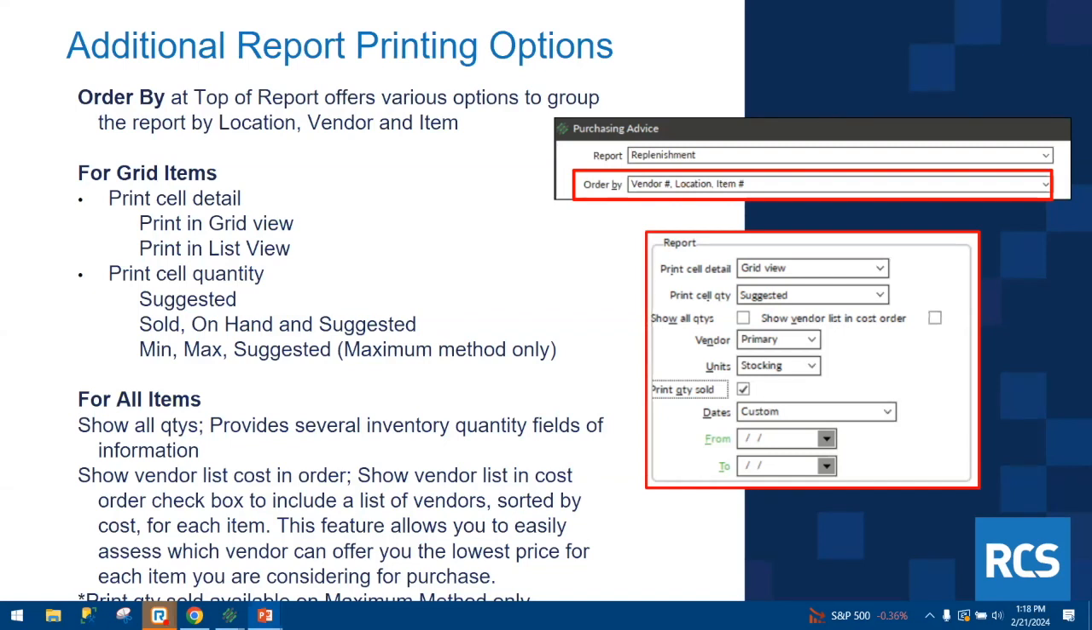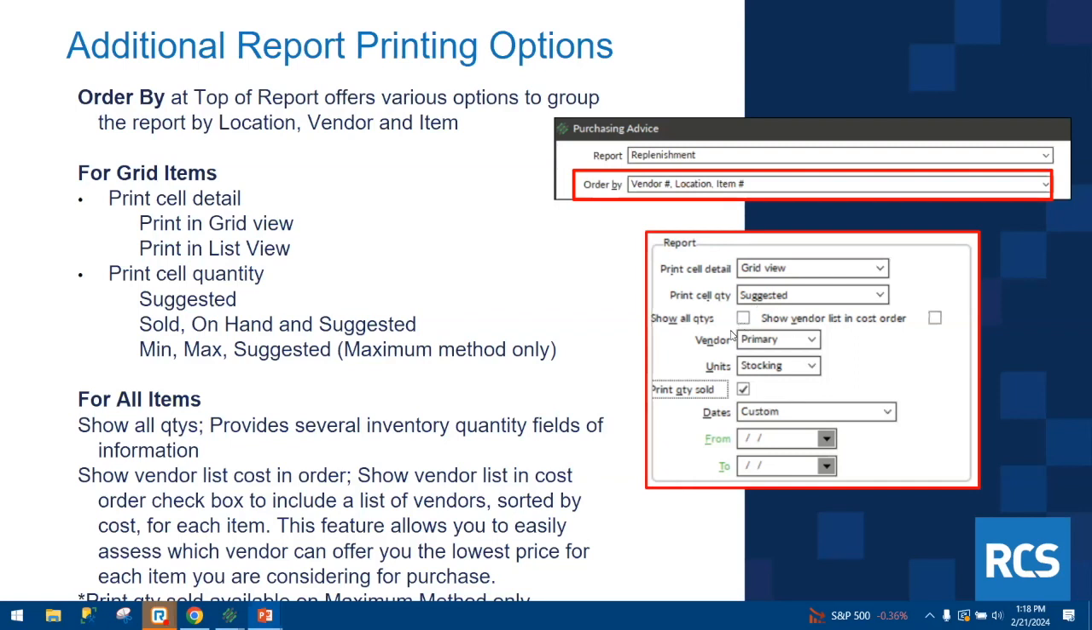And then do you want to see your cell quantity information, just the suggested quantity? Do you also want to see sold, on hand, and suggested for each grid cell? And then the min and max and suggested for each grid cell, but that's only available if you choose the maximum method of purchase advice. So that's those few fields up here. And then down here at the bottom, for all items, these 3 fields down at the bottom are for all items.